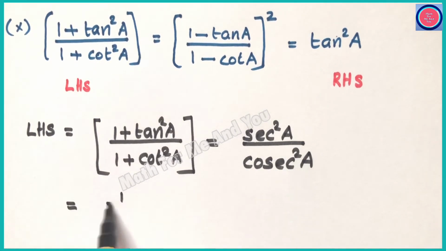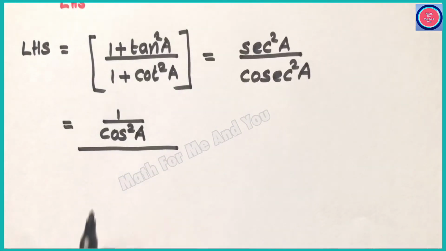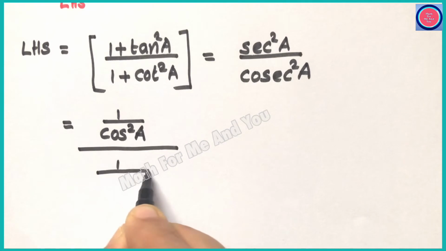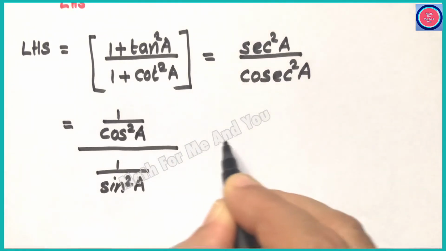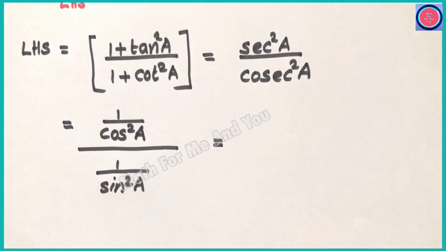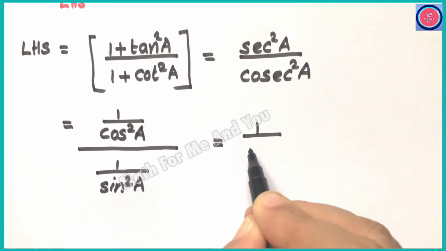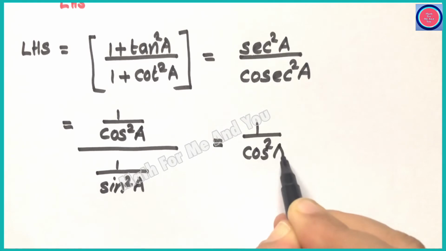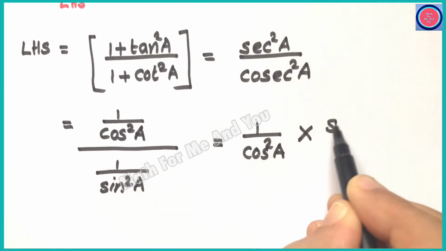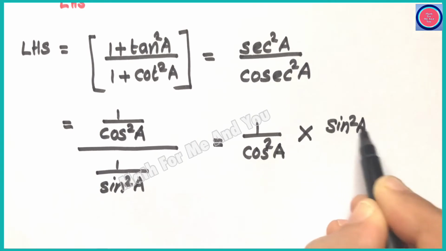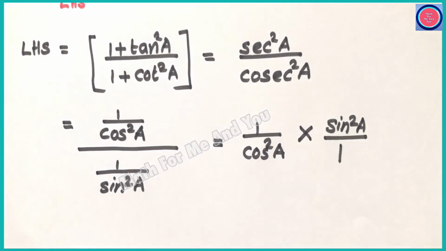Sec square a is 1 divided by cos square a. This is the reciprocal of cos square. Cosec is the reciprocal of sine, so we can write cosec square a as 1 divided by sine square a. Here what we are getting is a fraction divided by another fraction. So the first fraction we write same as it is, 1 by cos square a. Division changes to multiplication, and the second fraction we write its reciprocal. So we get sine square a divided by 1.